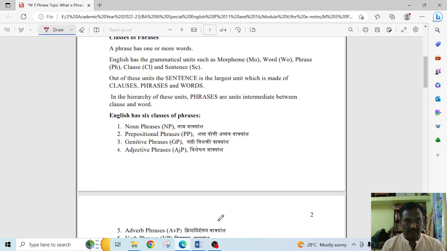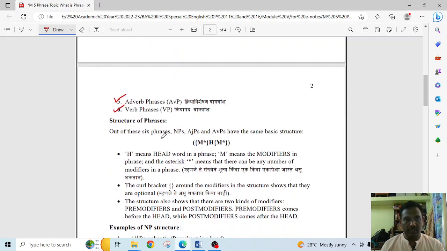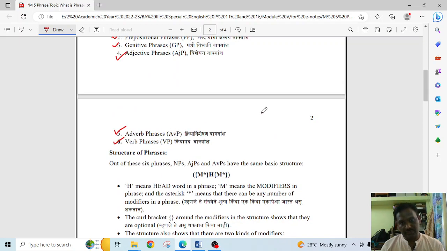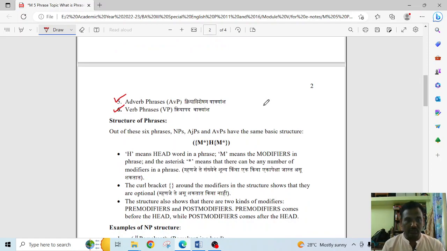Now these phrases are classified into six classes. The first is noun phrase, second is prepositional phrase, third is genitive phrase, 4 is adjective phrase, 5 is adverb phrase, and 6 is verb phrase. Now each of these phrases has a structure. Out of these 6 phrases, noun phrase and adjective phrase and even adverb phrase have the same basic structure.